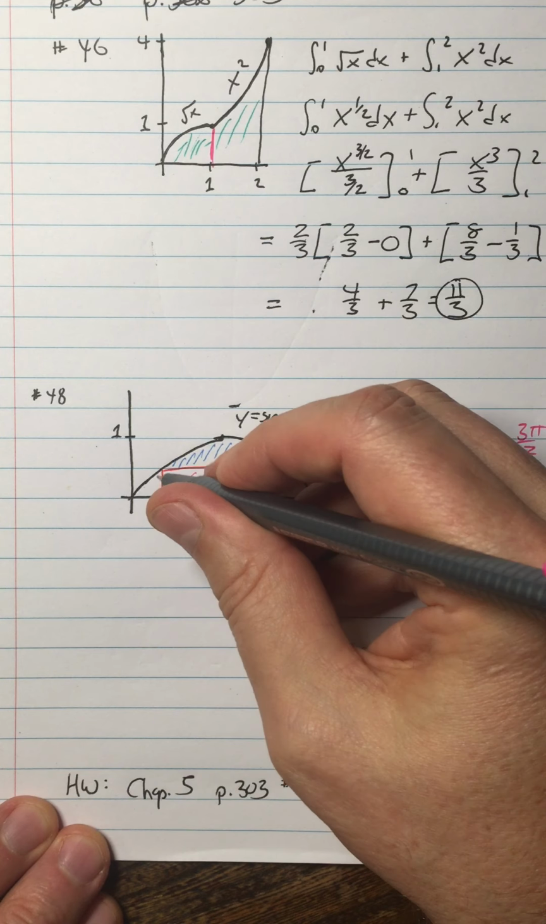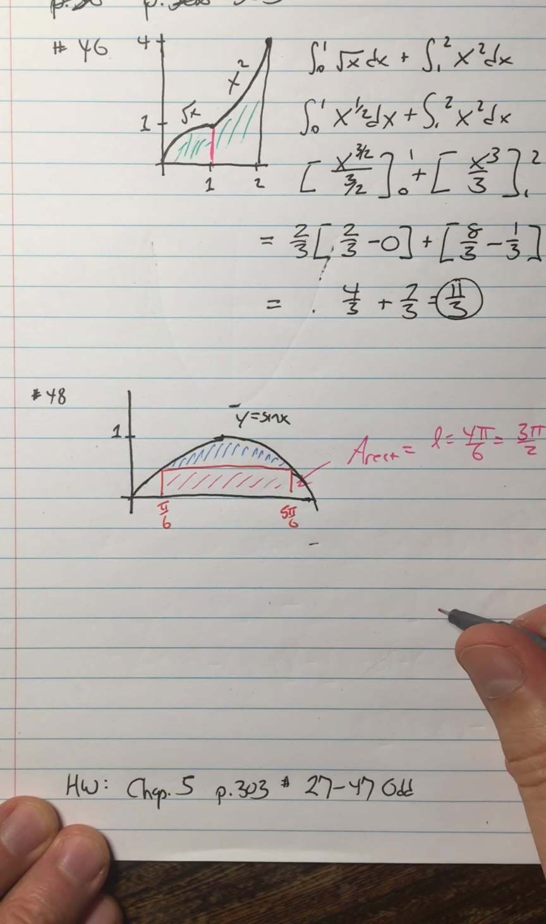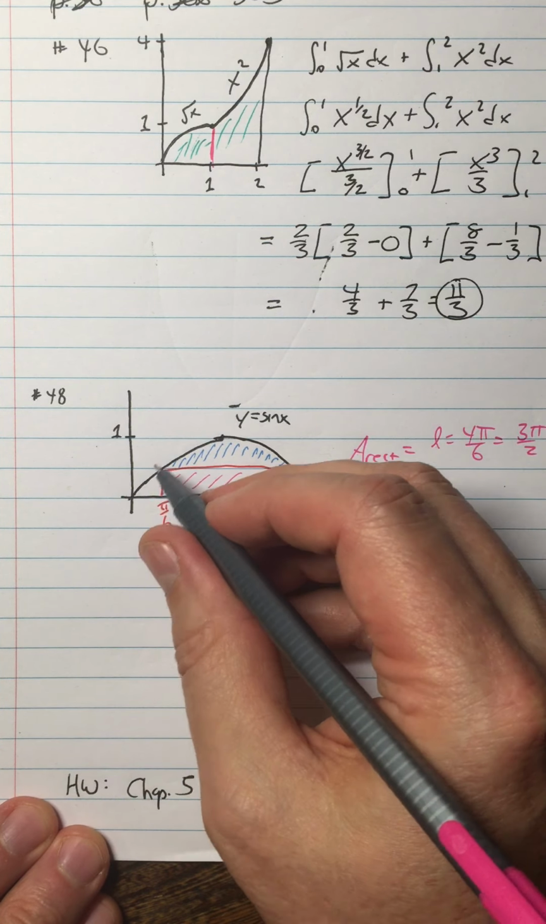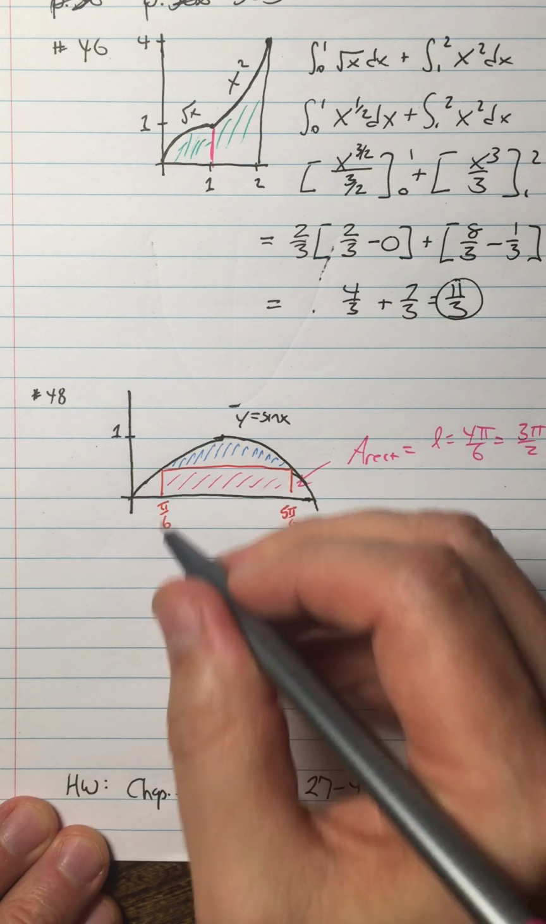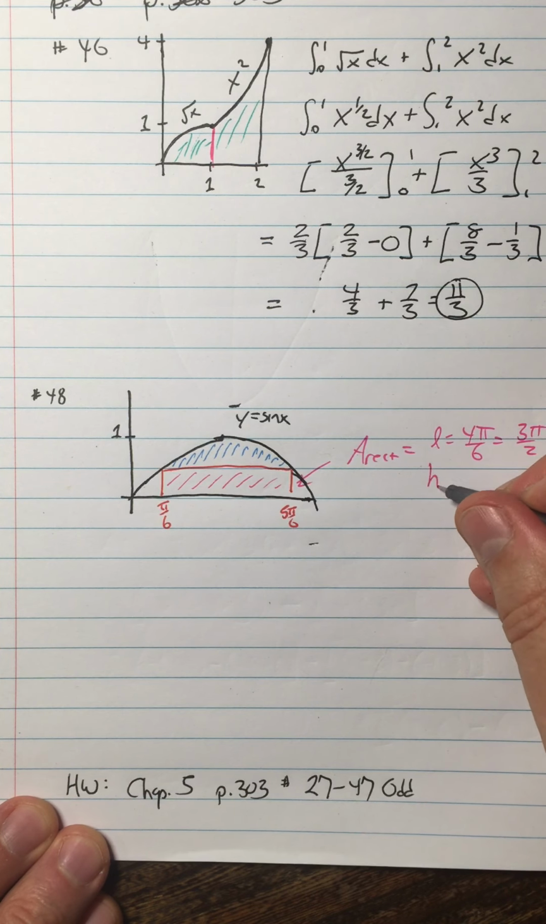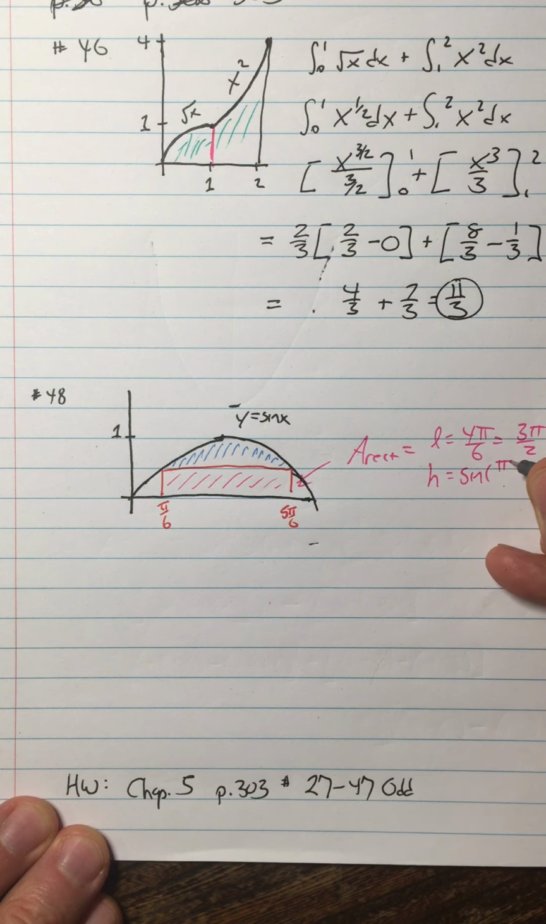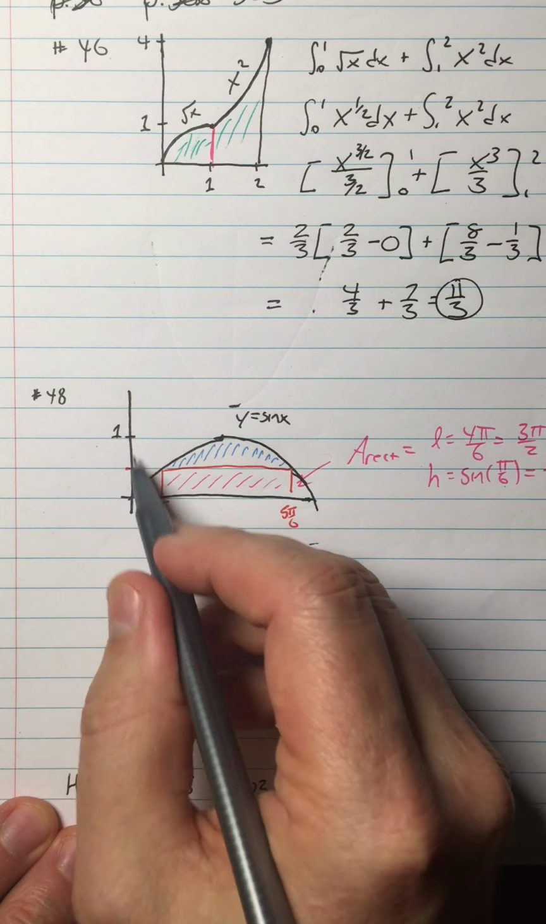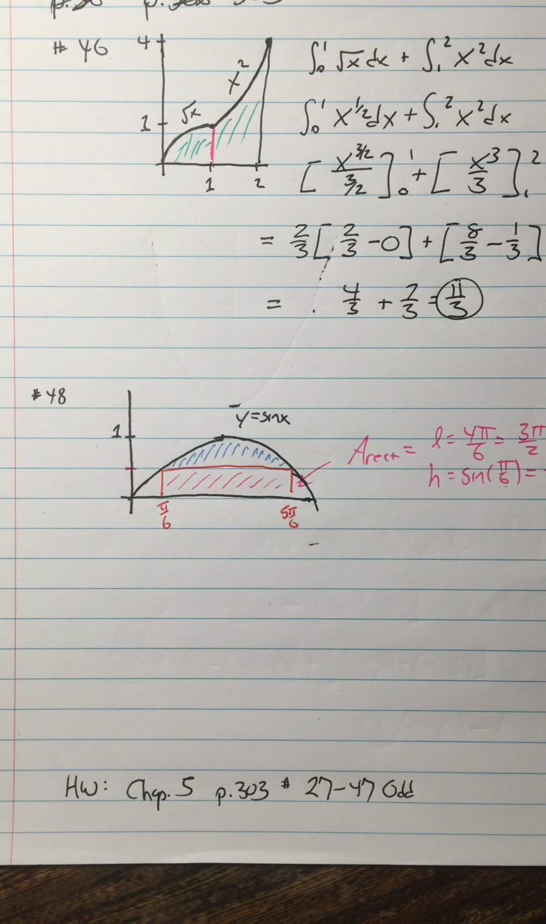What's the height of this rectangle? Well, since this function is sine and we're at pi over 6, the height of it is sine of pi over 6, which everybody knows is 1/2. That's why I put it exactly in between the 1 and the 2. Pretty clever, huh? The 0 and the 1, I mean.